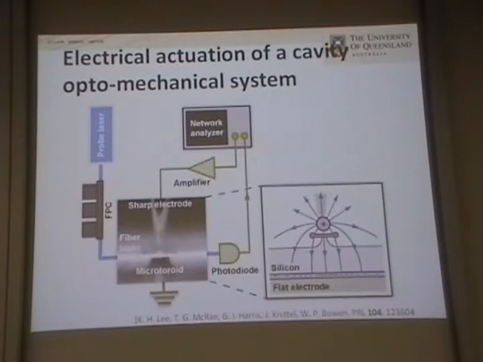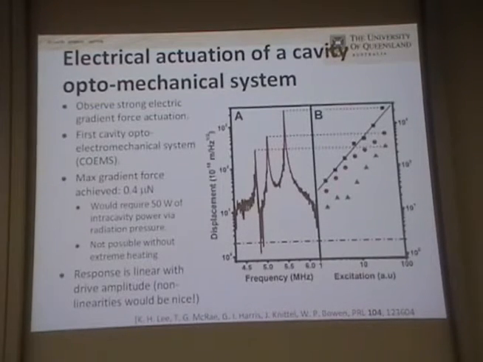So the question was, can we apply that to optomechanical systems instead of electromechanical systems? And the way we did this was to put a sharp electrode over the top of the toroid. If you put a voltage across between a flat electrode on the bottom and that electrode on the top, you get a point charge building up at the point of the electrode. So you get this sort of electric field distribution of a point, and that has a large gradient around the toroid, so we should be able to polarize the toroid and apply force. Turns out indeed that works.